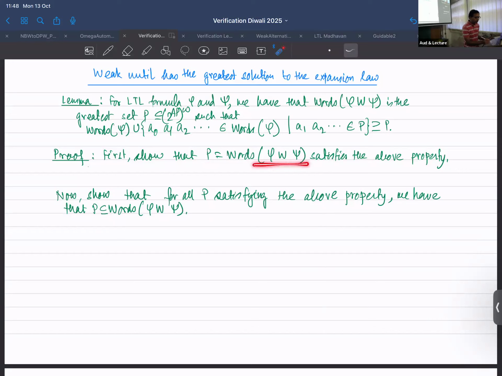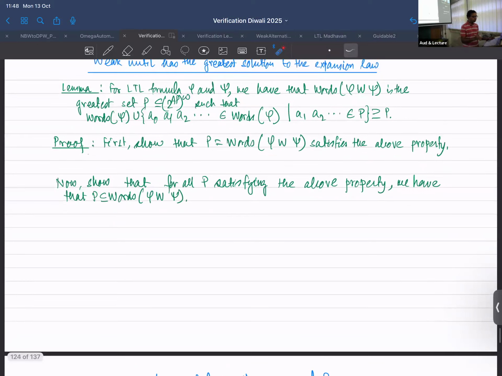That phi weak until psi. And this is, I think, not too difficult to see. It follows from the definition, right? If you replace the p here with the set of words satisfying phi weak until psi, we can see that this indeed satisfies this constraint.